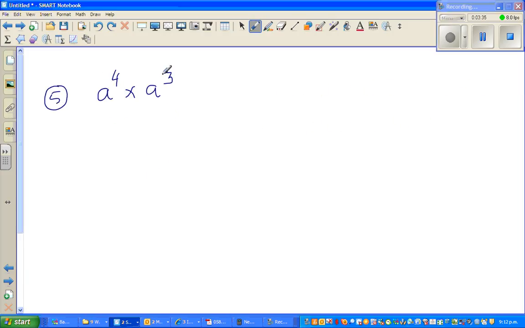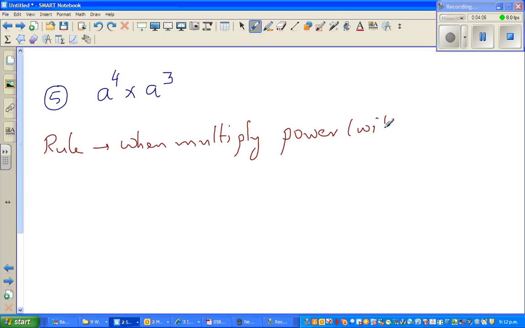Okay, next question. This is a to the power 4 times a to the power 3. Whenever you're multiplying powers, you add. This is called the base and this is called the exponent. The whole thing is called a power. So let me write the rule. The rule is: when multiplying powers with the same base, add the exponents.